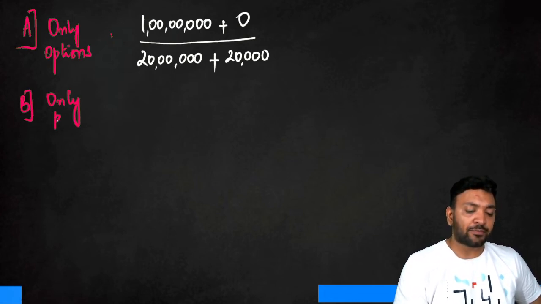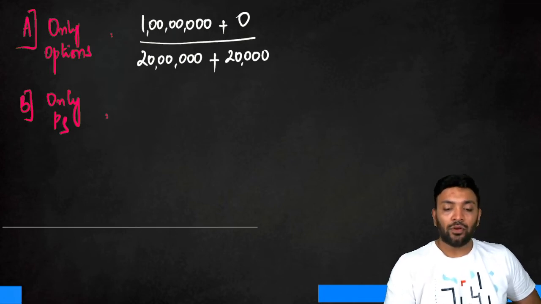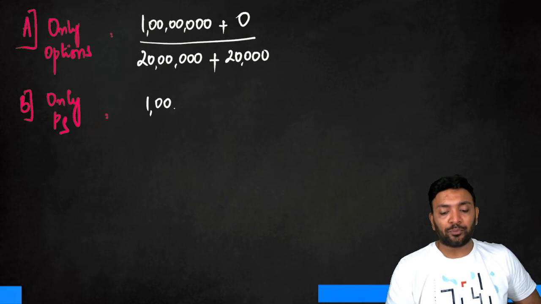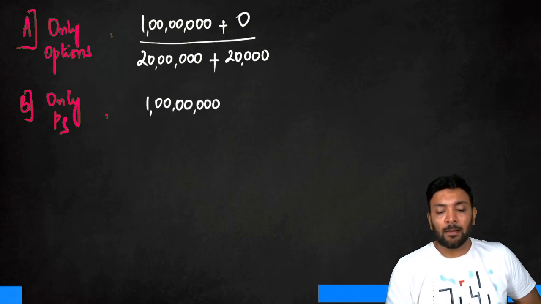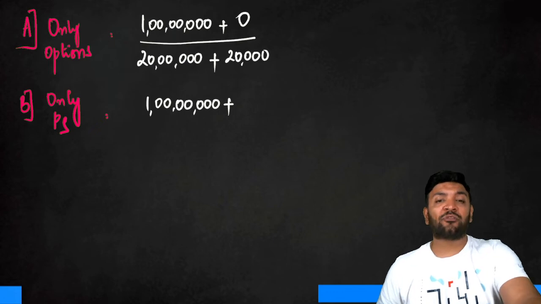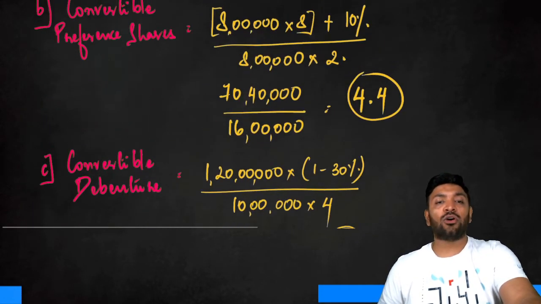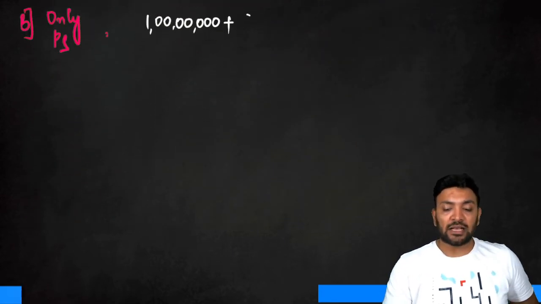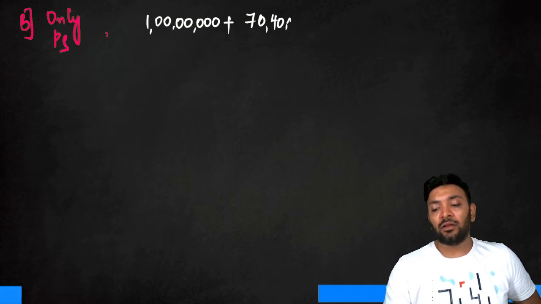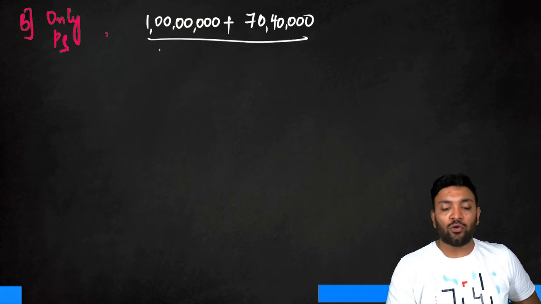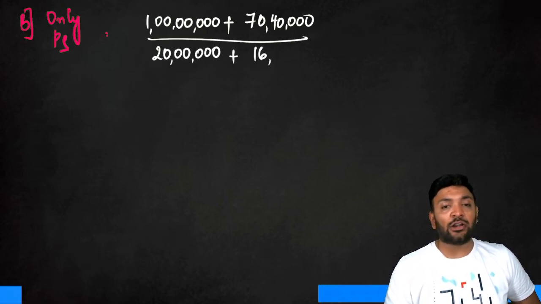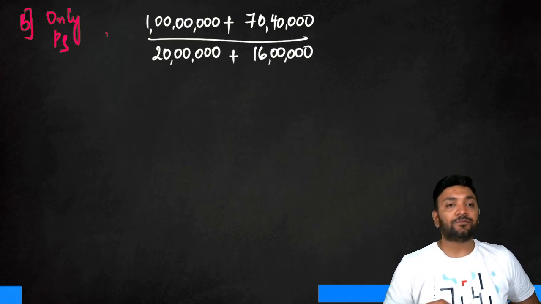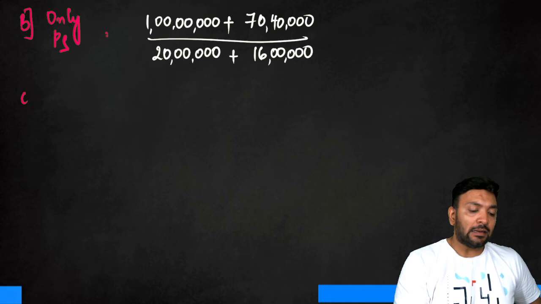Only preference shares, PS I'm writing just in short. Numerator is 1 crore PACE plus increase in PACE only for preference shares. Preference share, what is the increase in PACE? 70,40,000. Plus 70,40,000 divided by VANs. Originally VANs are 20 lakhs. Increase in VANs due to preference shares getting converted into equity shares is 16 lakhs. Only debentures.